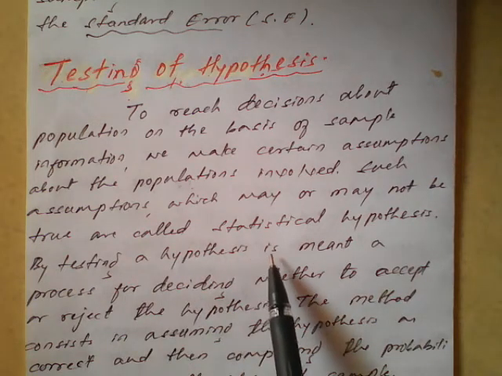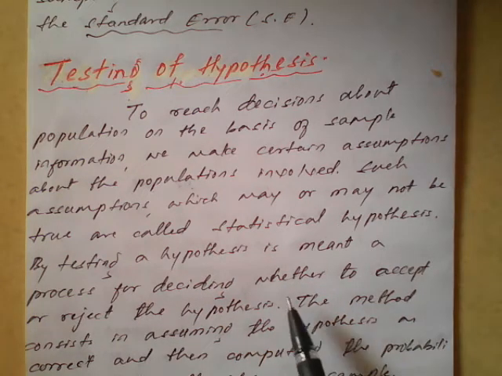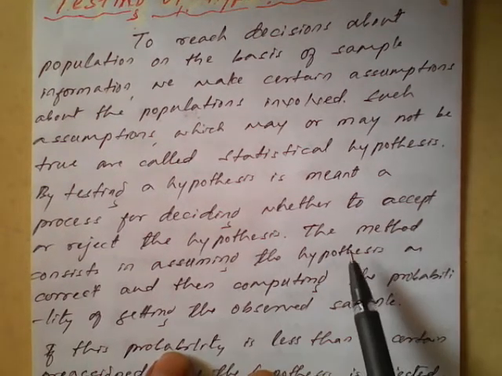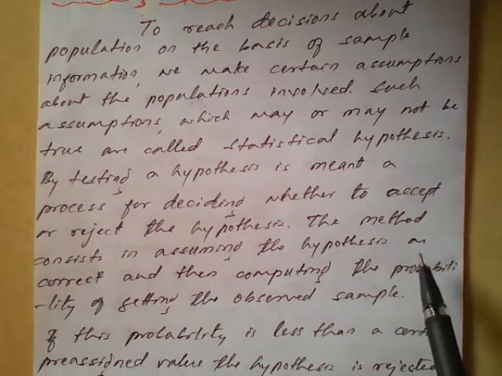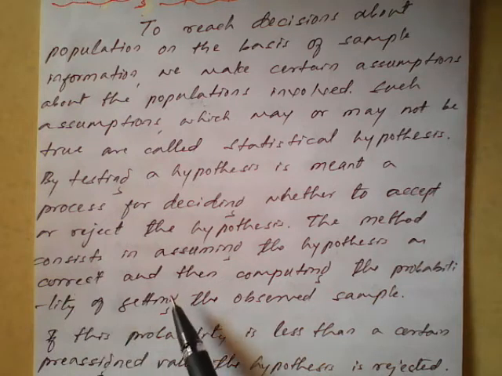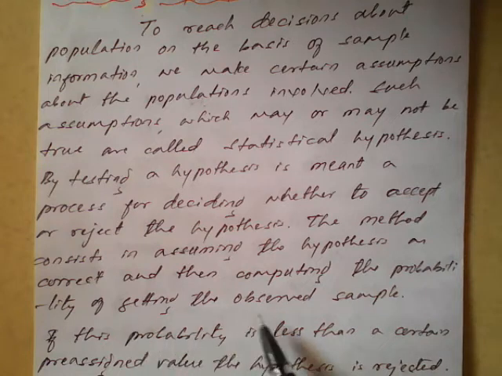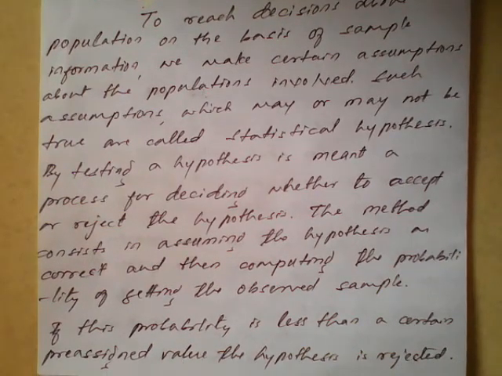By testing a hypothesis is meant a process for deciding whether to accept or reject the hypothesis. This method consists of assuming the hypothesis as correct and then computing the probability of getting the observed sample. If the probability is less than a certain pre-assigned value, the hypothesis is rejected.